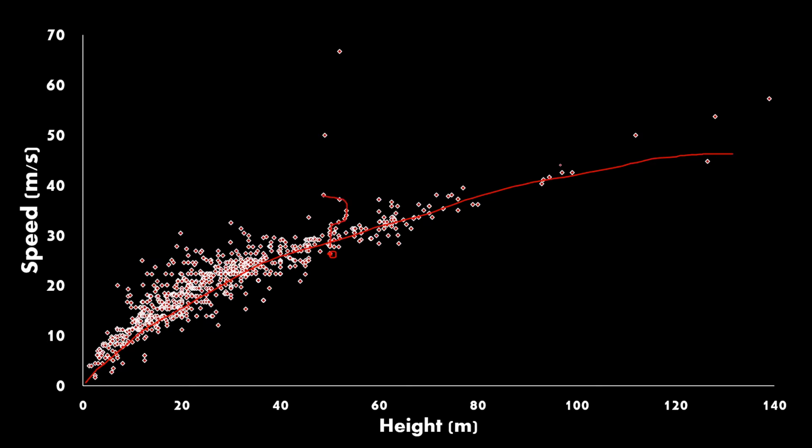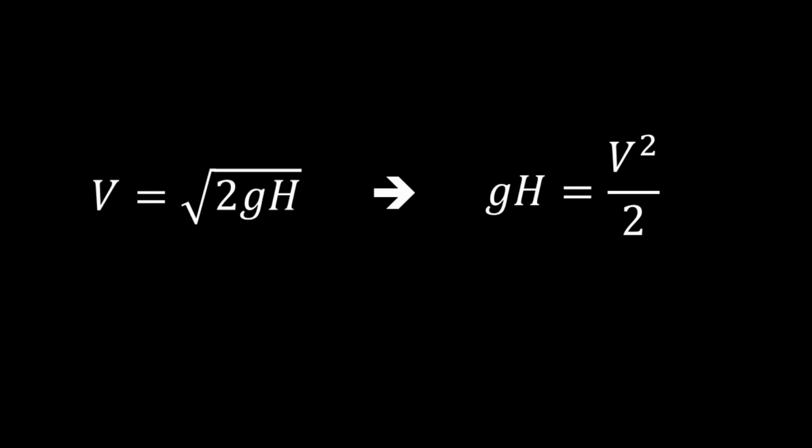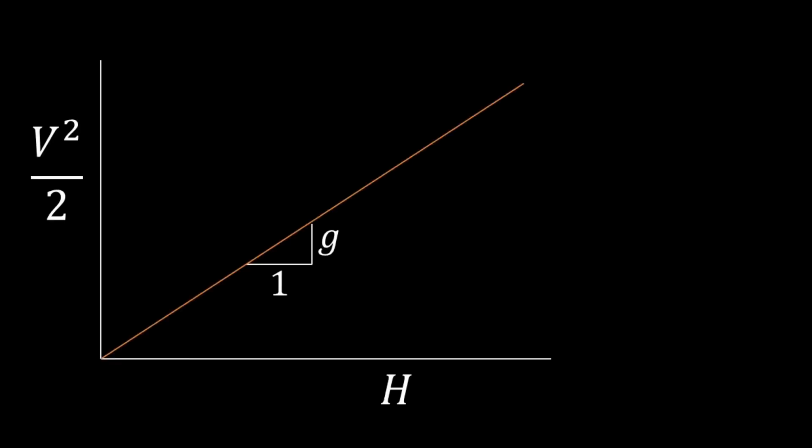And so let's see how well it matches up with the equation we found earlier, v equals the square root of 2gh. And we see that it does match up pretty decently with the data. But it looks like more data points fall below the trend line than far above it. So what is the best fit equation for this data? So if we rearrange v equals the square root of 2gh to v squared over 2 equals g times h, then if we plot v squared over 2 and h on the same chart, we should get a straight line with a slope of g.